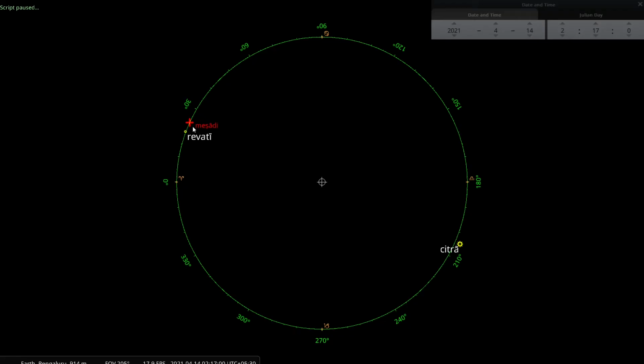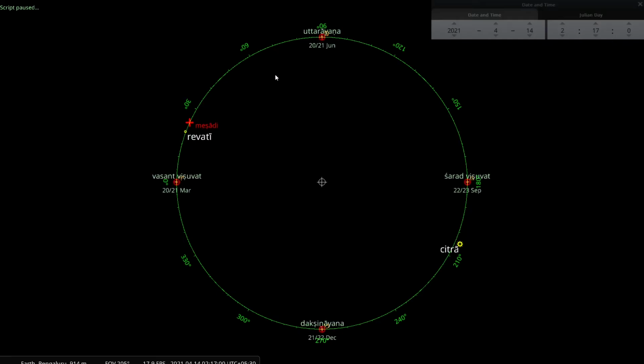Here is the ecliptic and here is Meshadi, which is 180 degrees opposite of Chitra nakshatra. And this is the Nirayana starting point, 0 degrees of the Nirayana calendric elements. And this is fixed in space, doesn't change with time.